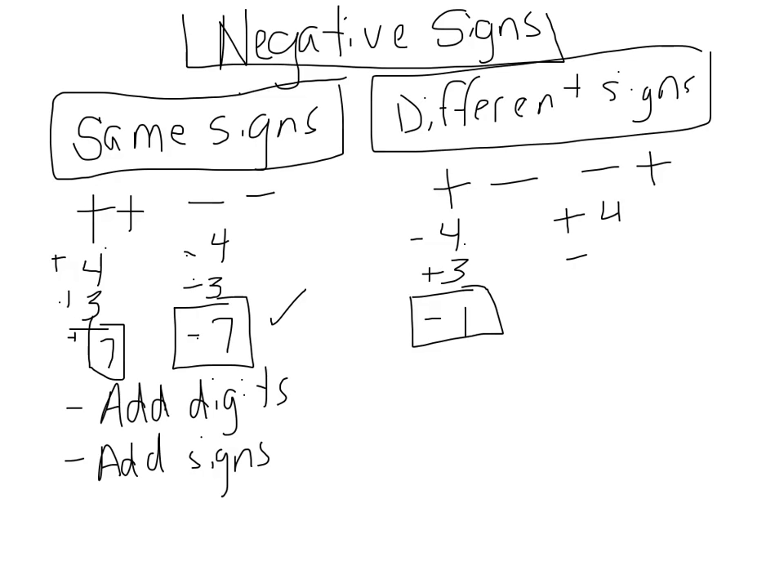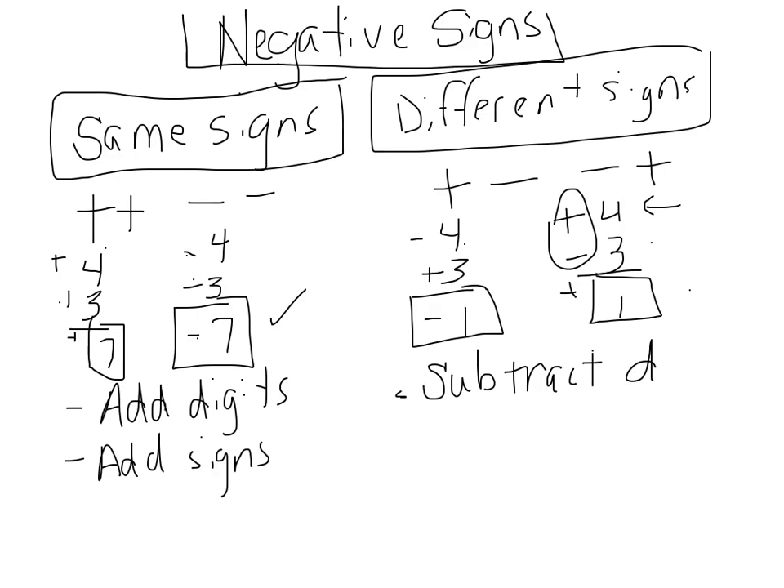And you can also go the other way. Positive 4 minus 3. And again, different signs here. So you subtract the digits, and you're going to take the sign of the 4, because that's the larger digit, and that's positive. And so if you have $4 and you spend $3, you still have $1 left. And so the two rules for that is, for different signs, you subtract digits. And then you take the sign of the larger digit.